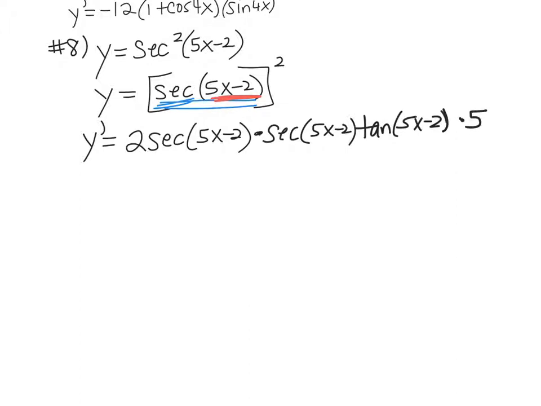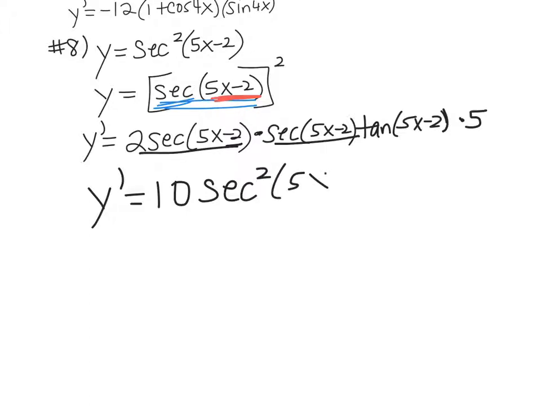Okay, let's now put it all together. 2 times 5 is 10. Secant of 5x minus 2 times secant of 5x minus 2 is secant squared of 5x minus 2 times tangent of 5x minus 2. That would be your simplified answer.